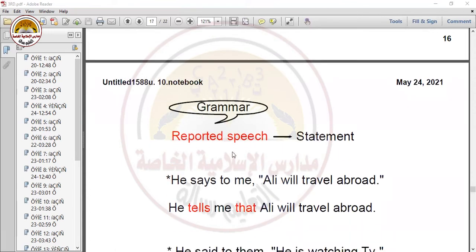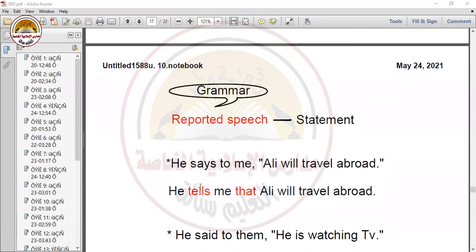Okay, here we will turn to grammar: reported speech. If we are going to talk about direct speech, what does it mean? Direct speech, Ahmed, means when we use someone's exact words. نفس الكلام اللي بيقوله بالظبط. But reported speech is when you want to report what another person said. Let's start with the statement, reported statement.